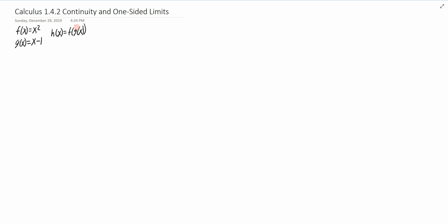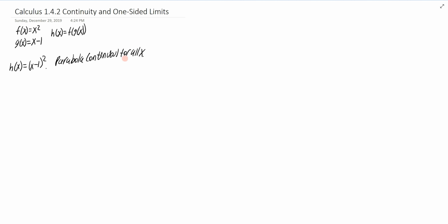So for this, we're going to say h of x in this case is equal to, if we put g of x, which is x minus 1, and replace it for this x in x squared, we're going to get x minus 1 squared. And that's a parabola. So we know right there that this is going to be continuous from negative infinity to positive infinity. So all we've got to do is say parabola, continuous for all x. And that's all we've got to do.